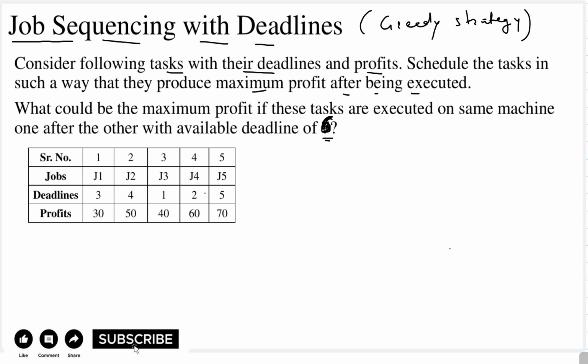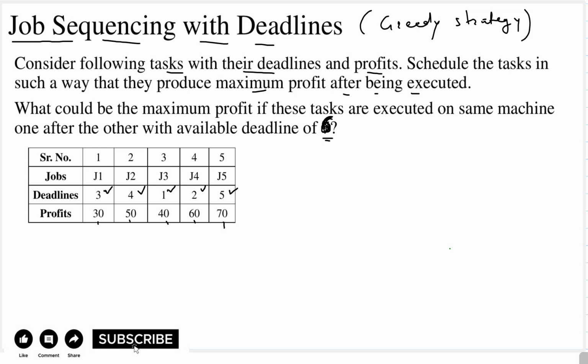Here the jobs are J1, J2, J3, J4 and J5, and the profits are 30, 50, 40, 60 and 70. Now if you look at the deadlines given, these are some time constants. J1 will take 3 time constants to execute the entire task. J2 will take 4 time constants, J3 will take 1 time constant, J4 will take 2 time constants, and J5 will take 5 time constants to get executed.